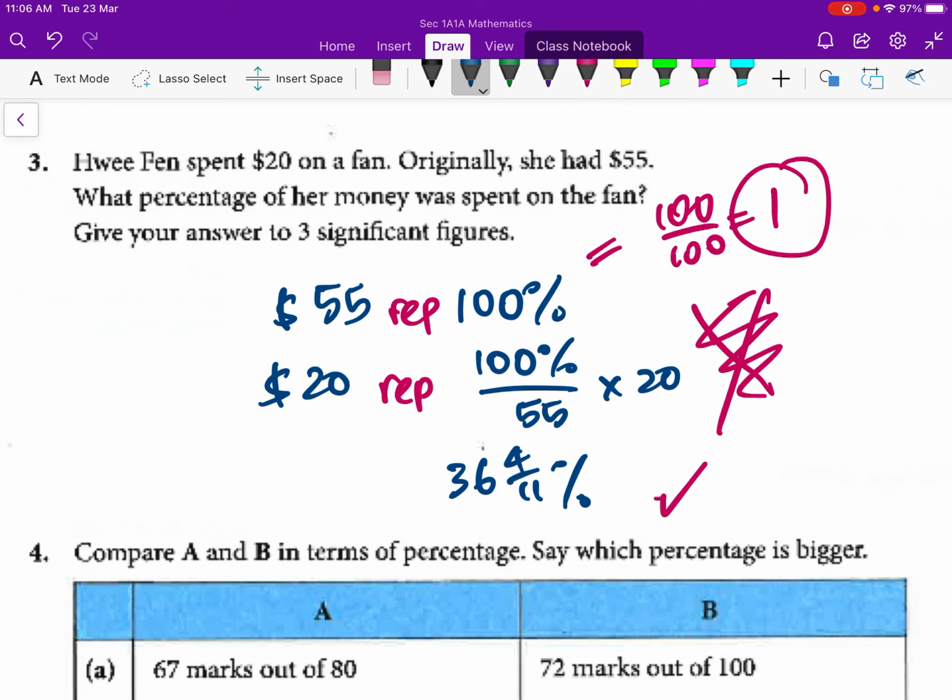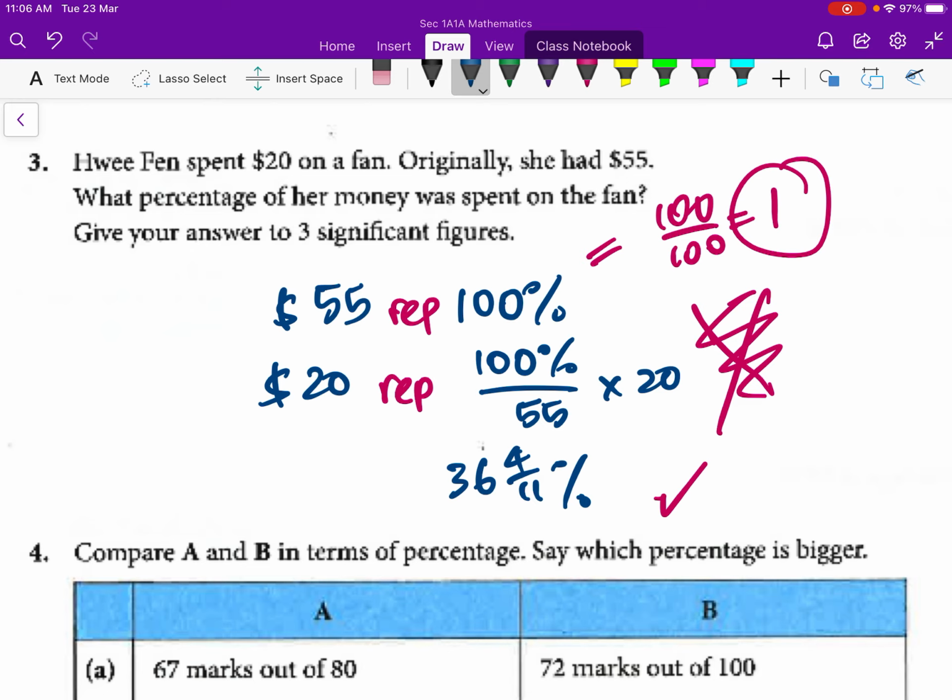Okay, so do you want to show the class your working? Don't be shy, come, we show it, we talk about it together. Come. So here, $55 arrow 100%. I understand what he's doing. However, this arrow over here is reserved for something else in mathematics. You cannot use arrow anymore in secondary school. No more. Okay? So you must change it to represent.